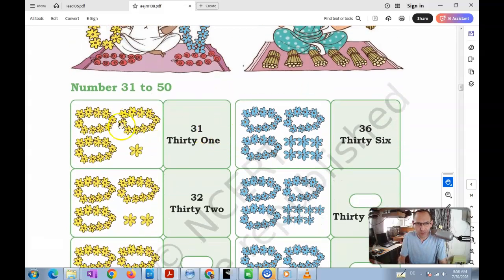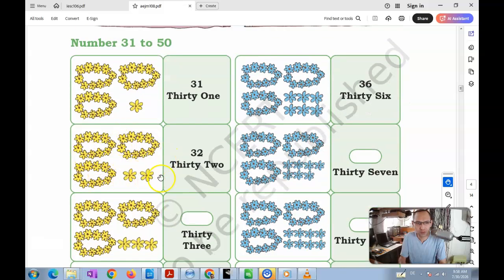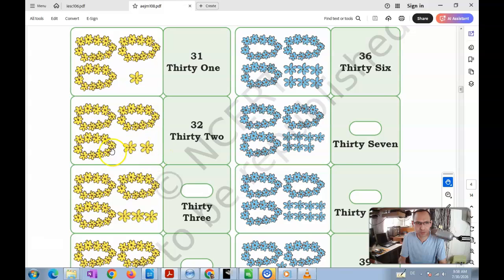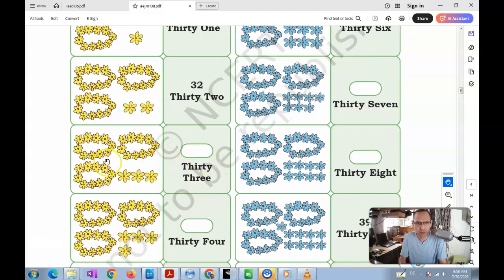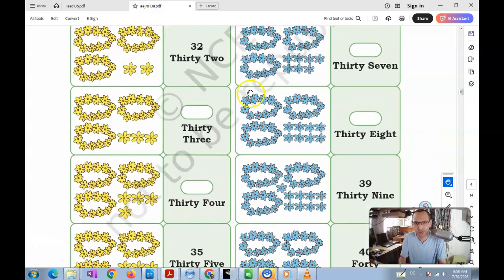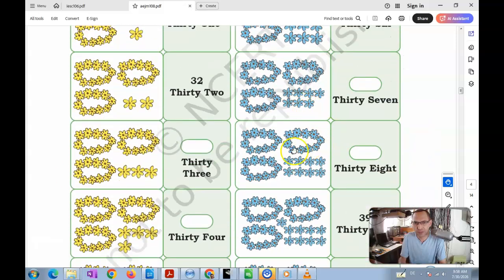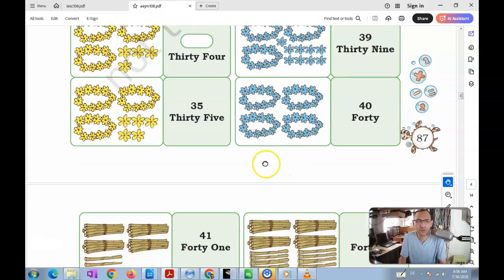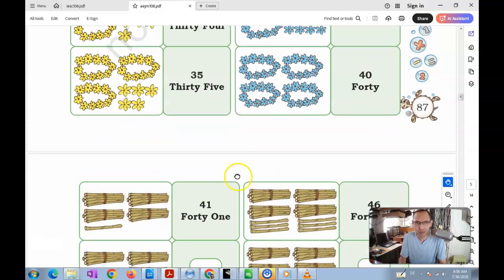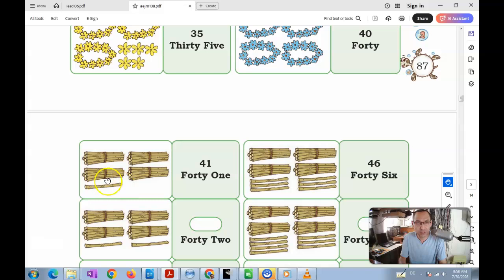So then for example a 31 would be 3 of these flower strings plus 1 flower. 32 would be 3 tens plus 2 ones. A 33 would be 3 tens plus 3 ones. A 34, a 35, a 36, a 37, 38, 39 and 40. Now instead of flowers, of course, you can use these sticks.